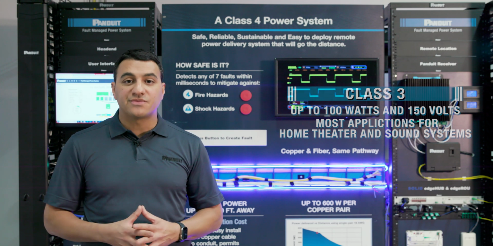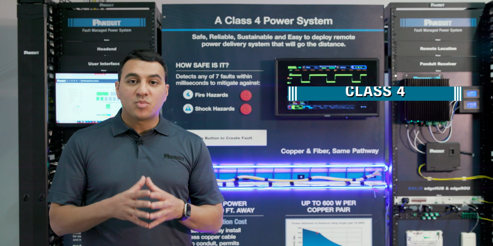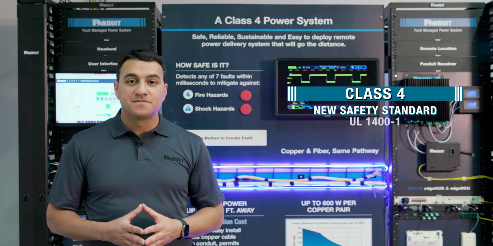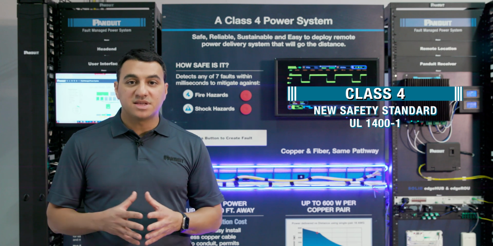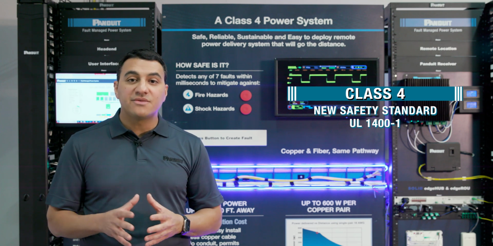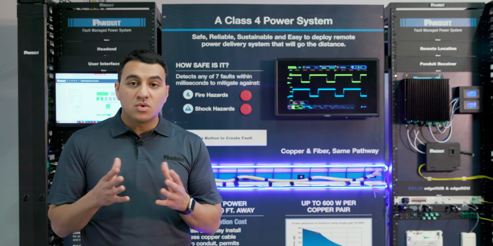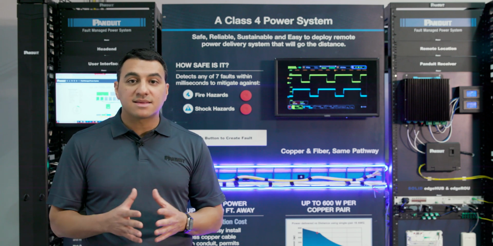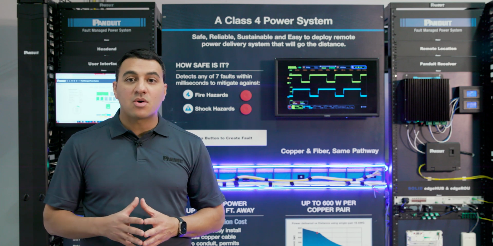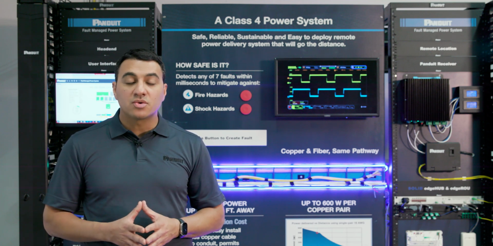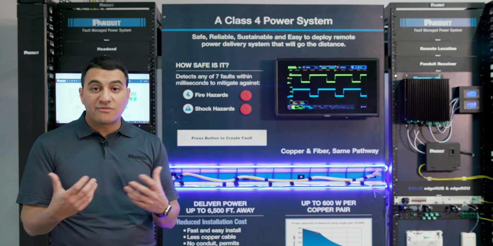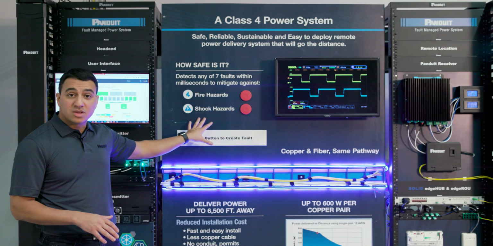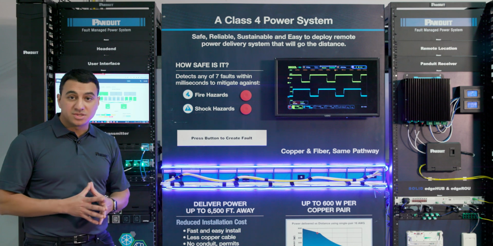But now there is Class 4. Class 4 is pointing to a new standard by UL called UL 1400-1. This standard is a safety standard. It's concerned with 7 different types of faults that if you were to develop a Class 4 power distribution system, you must be able to detect any of these 7 faults and turn power off almost instantly to make sure it doesn't cause any shock or fire hazard. So there are 7 faults, and this is what we're always concerned with with electricity: fire and shock hazards.